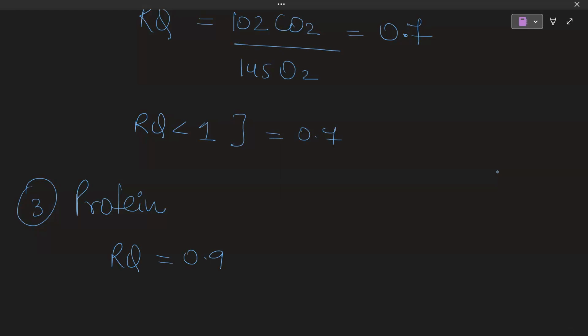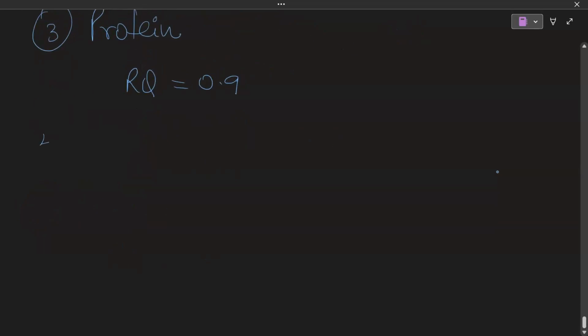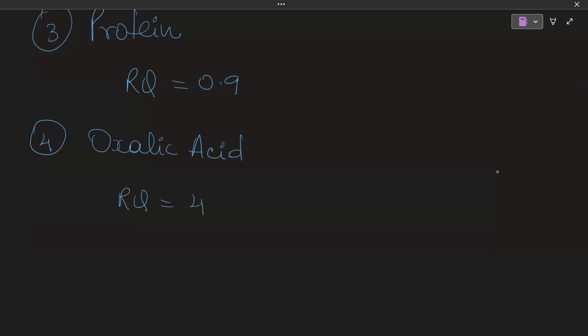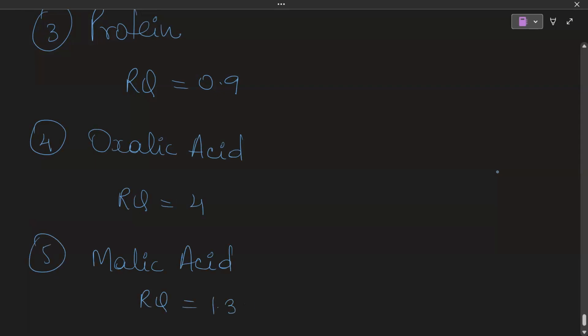Okay, now there are two other things also. They are usually asked in MCQs sometimes. When we are using oxalic acid, you remember oxalic? Yes. When oxalic acid is used as the substrate, then the RQ is 4, which is more than 1. And when we are using malic acid, you remember? Yes. When we are using malic acid as the substrate, then the RQ is 1.33.